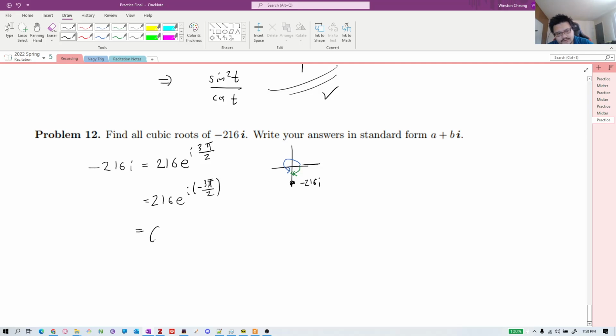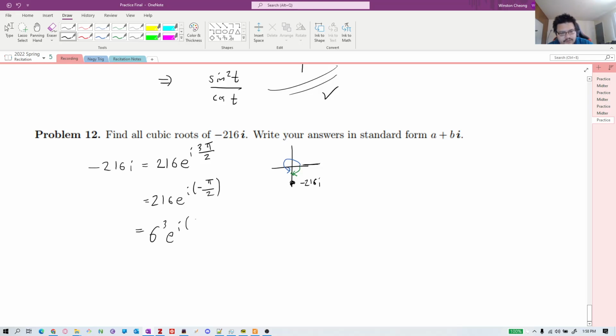Another thing is that 216 is just 6 cubed. That's going to be important because we're going to take a cube root. Also, I'm not sure if we emphasized exponential notation or cis notation, but oh no, not 3 power negative 3.